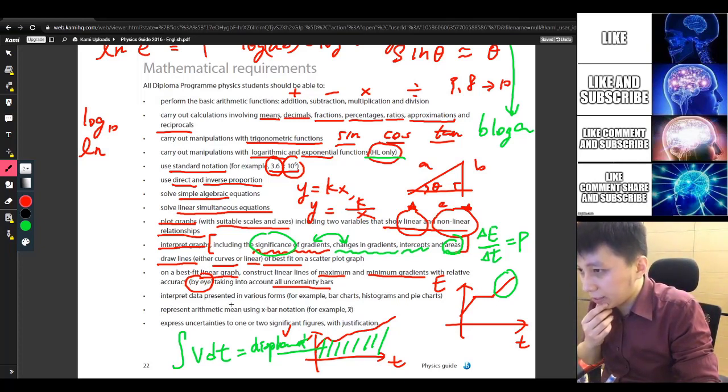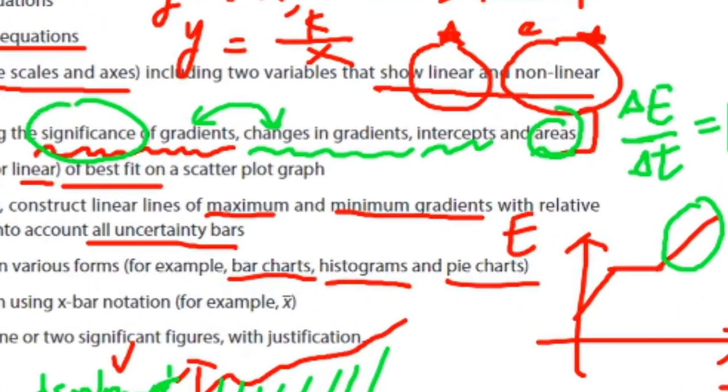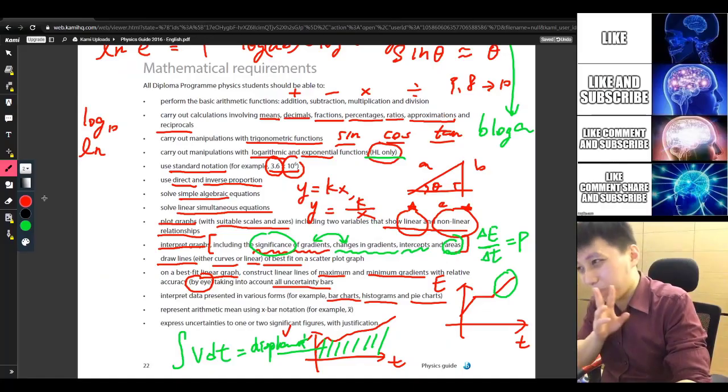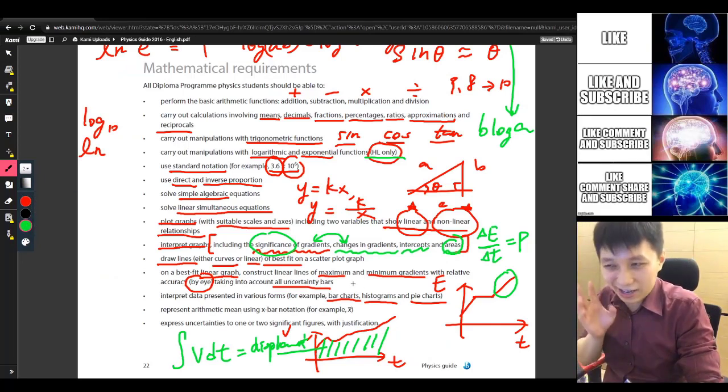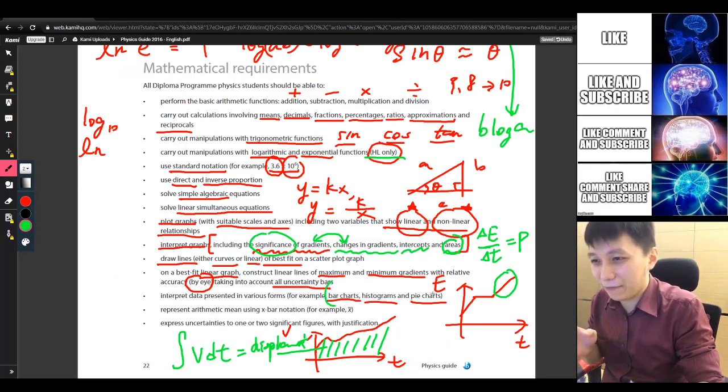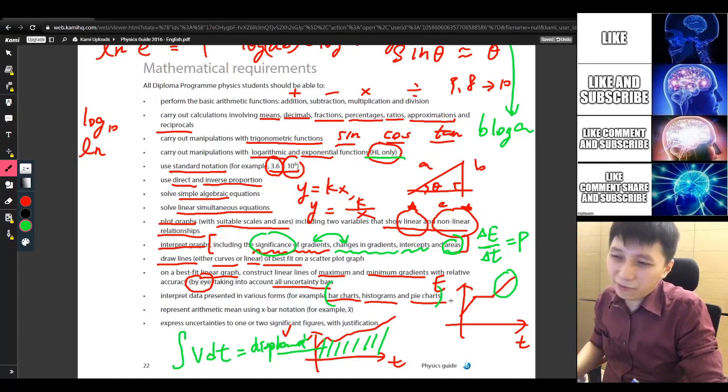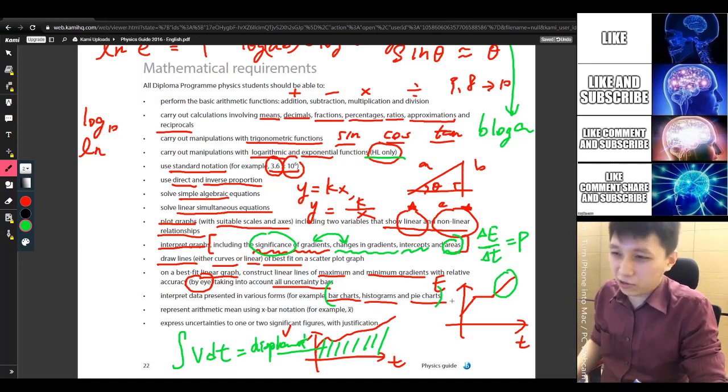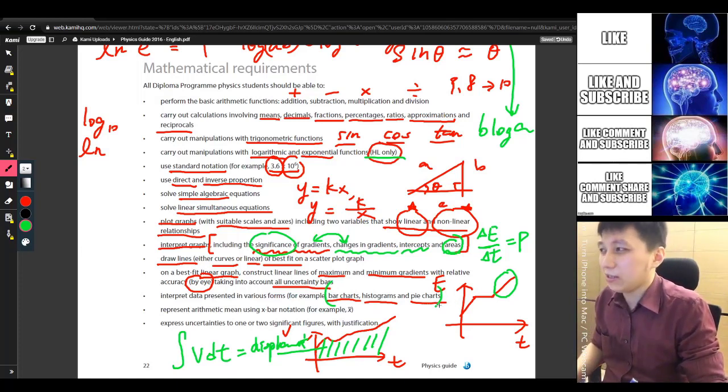Next, interpret data presented in various forms, so bar chart, histogram, and pie chart. But this is just a guideline. In fact, I really don't think I've seen any bar chart or histogram or pie chart. It's always a scatter diagram.